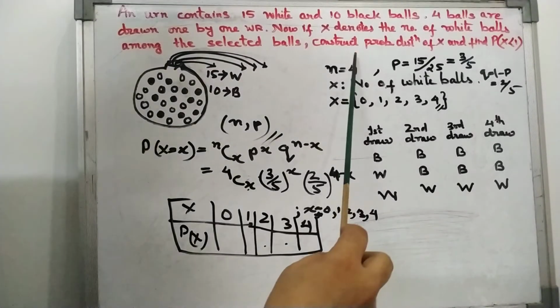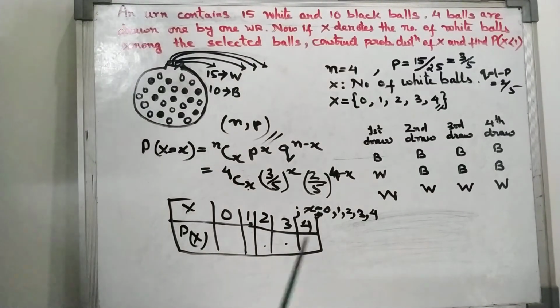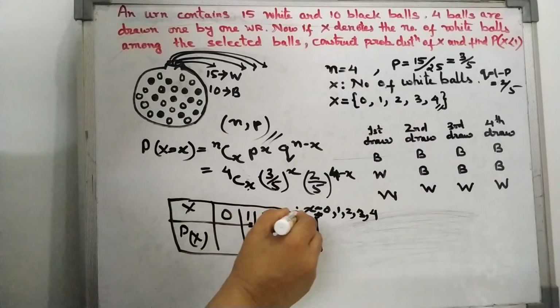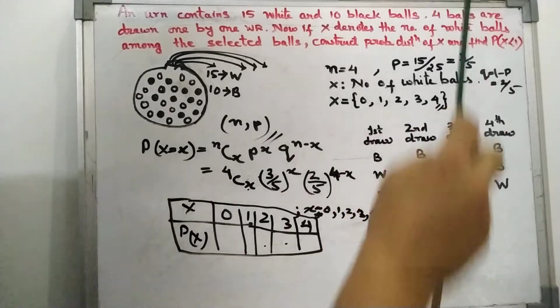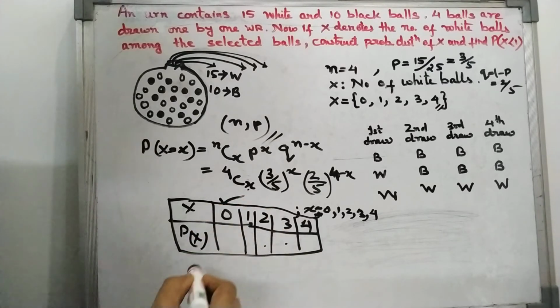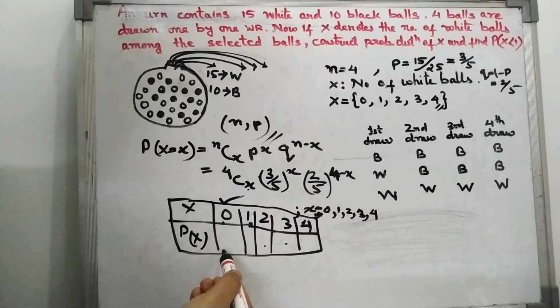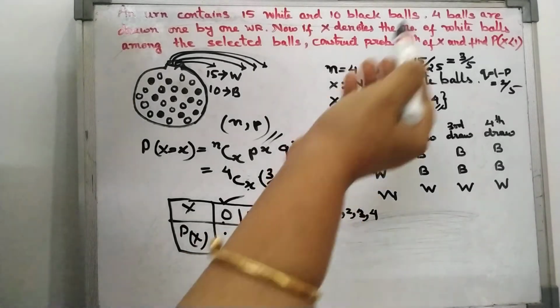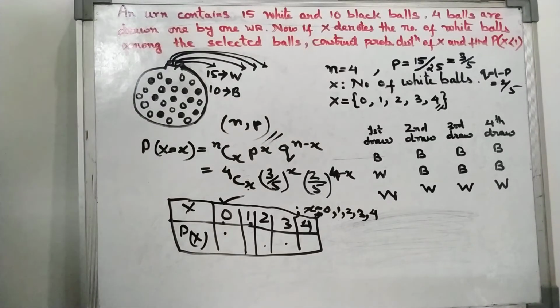The question is to construct the probability distribution of x. So this is the probability distribution of x. The first part is complete. Now look at the second part: find the probability of x less than 1. Less than 1 is, these are greater than 1, so for less than 1 only one condition is there, that is x equal to 0. So just write the value of this, and whatever value you get will be the answer of the second part. So hope it is clear.